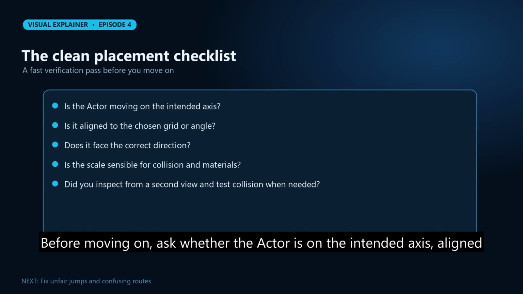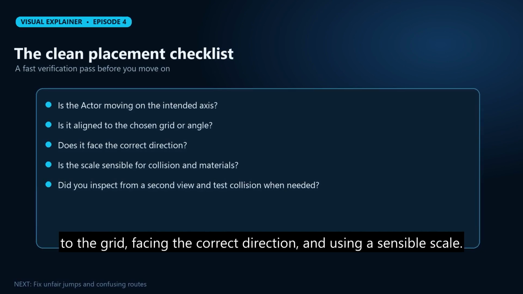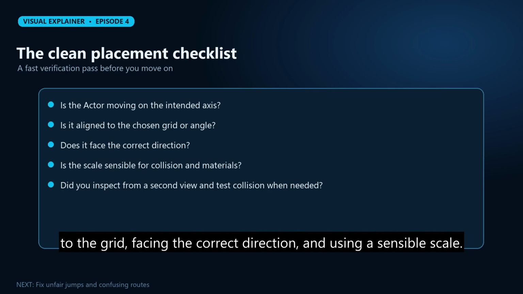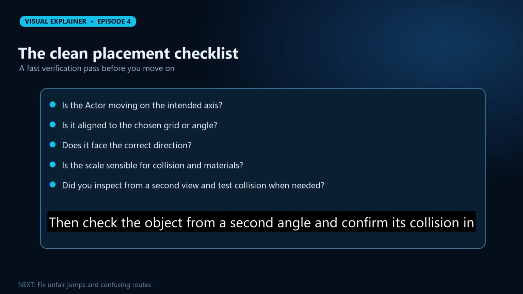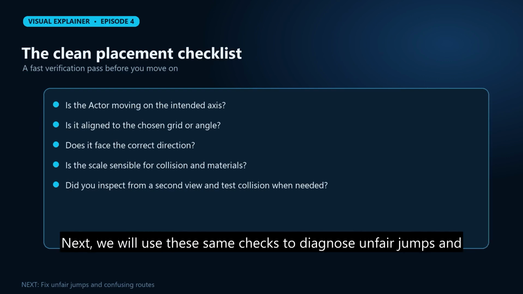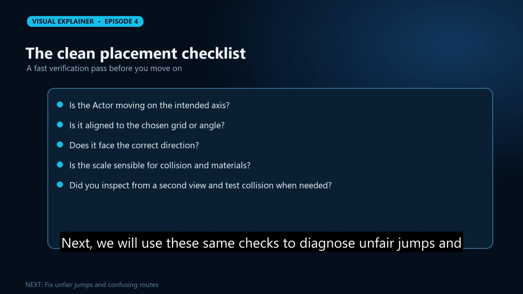Before moving on, ask whether the actor is on the intended axis, aligned to the grid, facing the correct direction, and using a sensible scale. Then check the object from a second angle and confirm its collision in play mode when that matters. Next, we will use these same checks to diagnose unfair jumps and confusing routes.